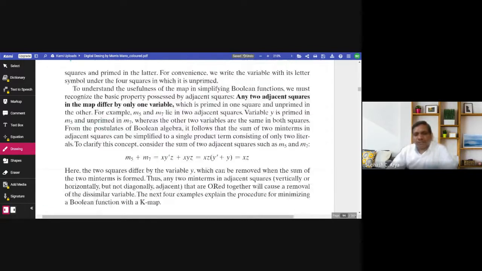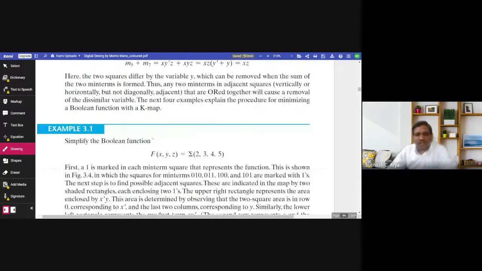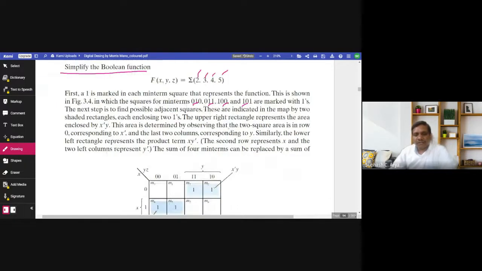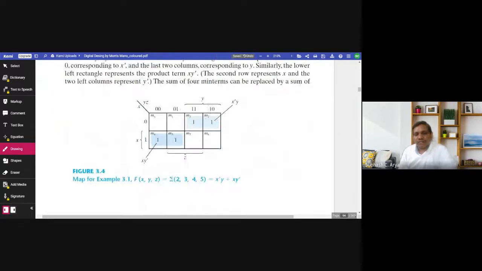Now how to fill up this information? Let us see an example. Simplify the Boolean function F, which is a function of x, y, z. It means a three variable K-map. Summation 2, 3, 4, 5. These are the minterms. So we have to write this function. It gives logic 1 at 2, at 3, at 4, at 5. So this is what is written here: 2, 3, 4, 5, marked with 1. So we have written the Karnaugh map here.